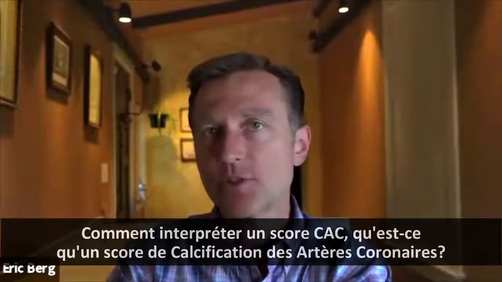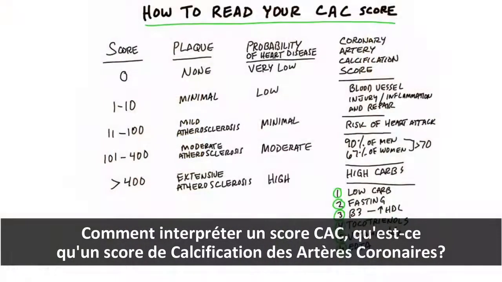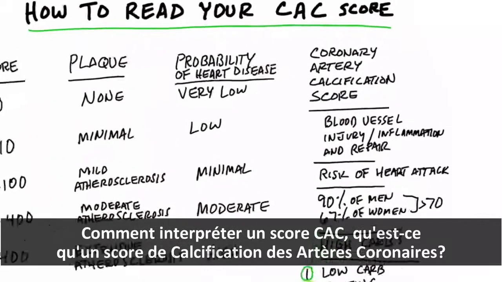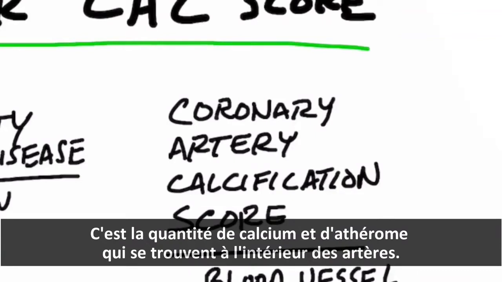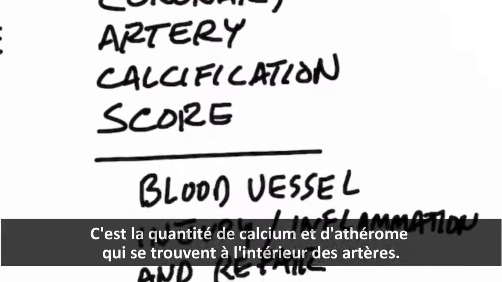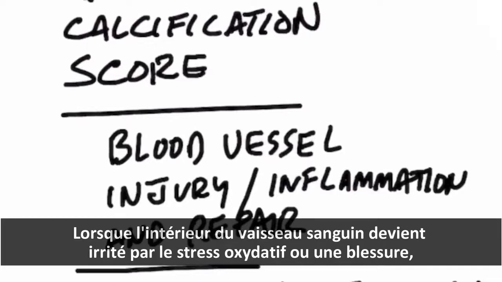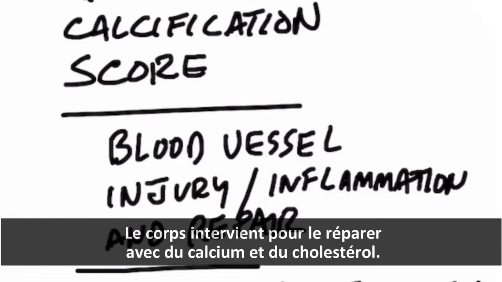All right, let's talk about how to read a CAC score. What is CAC? It stands for coronary artery calcification score. This is the amount of calcium and plaquing that is inside your arteries. When the inside of the blood vessel becomes irritated through oxidative stress or injury, the body comes in to repair it with calcium and cholesterol.